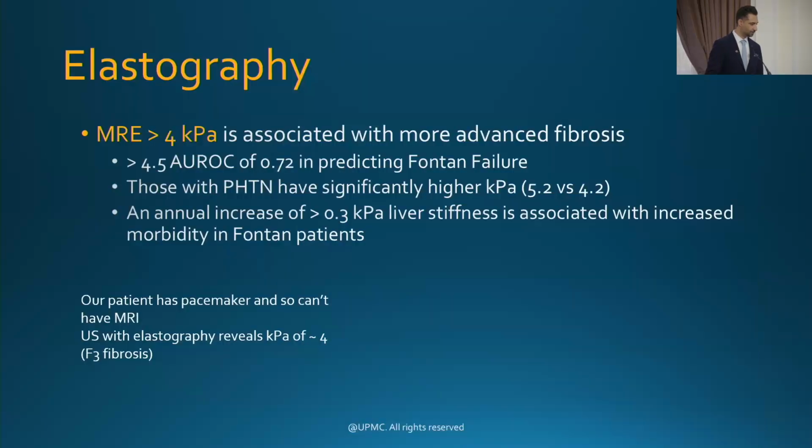So the most accurate measure in 2023 is probably MR elastography. A measurement of 4 kilopascals is generally considered advanced fibrosis, and there is emerging data on its correlation with Fontan failure, portal hypertension, and longitudinal follow-up. Our patient had a pacemaker, so we couldn't get an MR. His ultrasound correlate was F3 fibrosis.